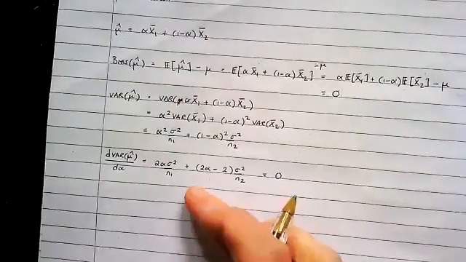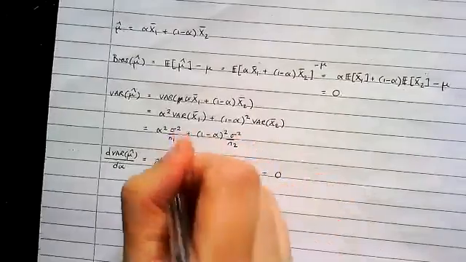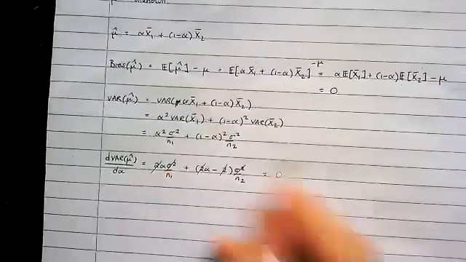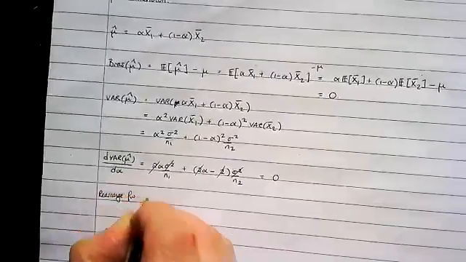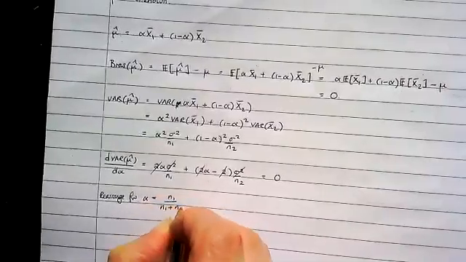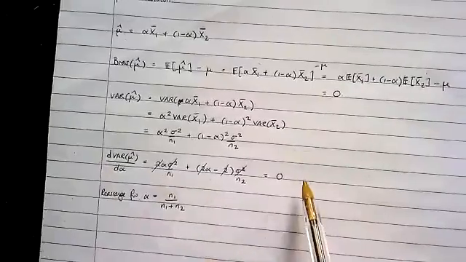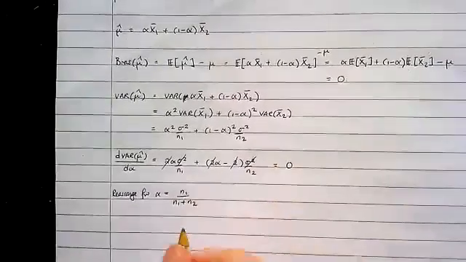So now that I've got it set to 0, I can cancel some terms. I can cancel the 2's because there's lots and lots of 2's, and I can cancel the sigma squared as well because that's in both terms. If I then rearrange that, I'm going to get the form of alpha that was given in the question. Okay, right. And I would also need to check the second order condition as well, because if I've just set the derivative equal to 0, this could be a minimum or a maximum or a saddle point or whatever. So make sure you check your second order condition as well.